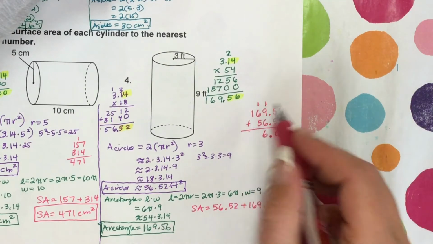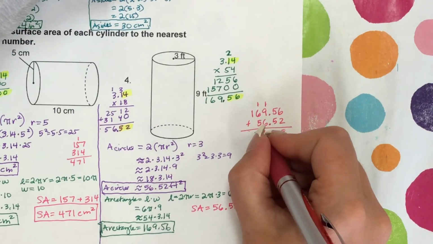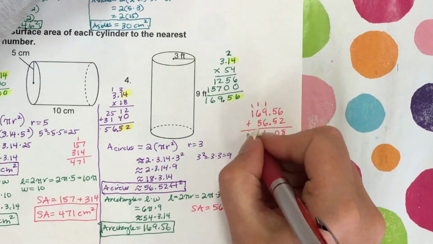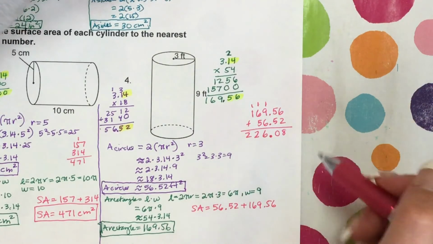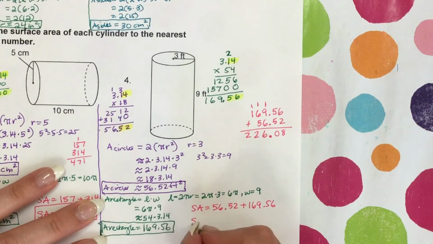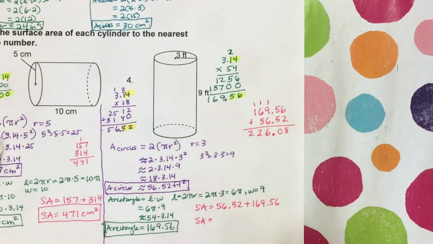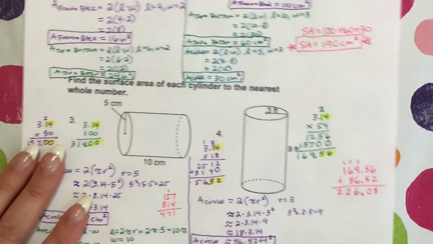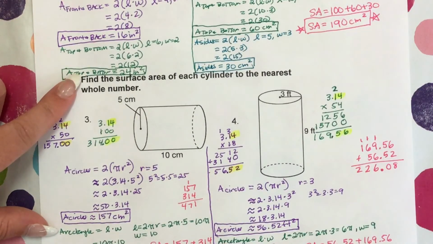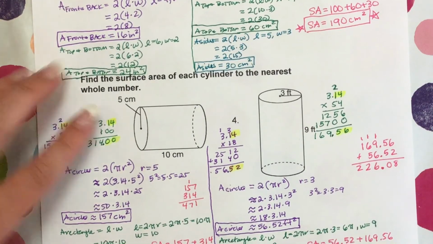6 plus 5 is 11. Plus 1 would be 12. Write the 2, carry the 1. 1 plus 1 is 2. So there we have our answer. It's 226.08. Now, the directions say find the surface area of each cylinder to the nearest whole number.